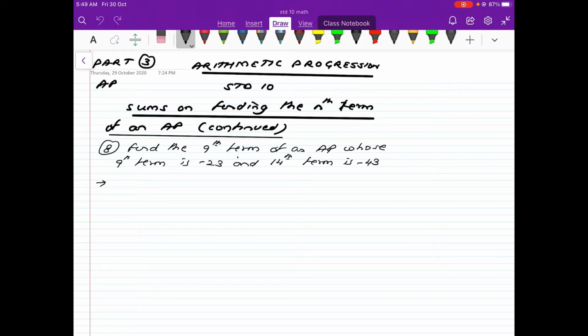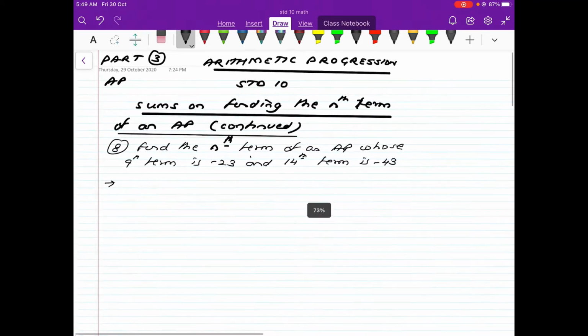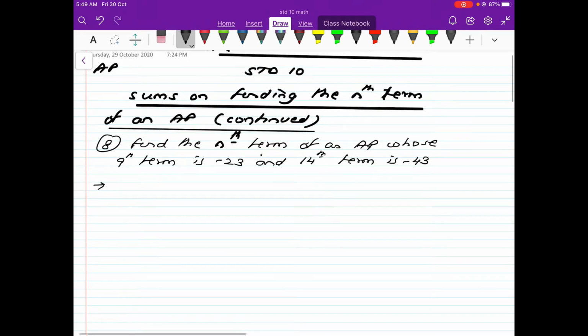Find the nth term. This is find the nth term of an AP. We have to just find the general term, nth term of an AP, whose 9th term is minus 23 and 14th term is minus 43. So how do we do this?